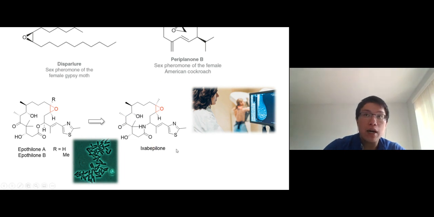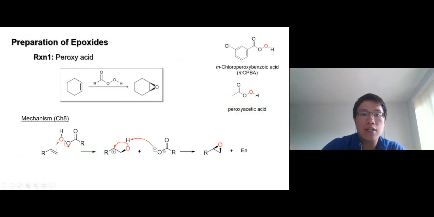FDA approved in 2006. Ixabepilone, I don't know how to say it. We use this to treat breast cancer. All right, so epoxide. Now, preparation of epoxide.